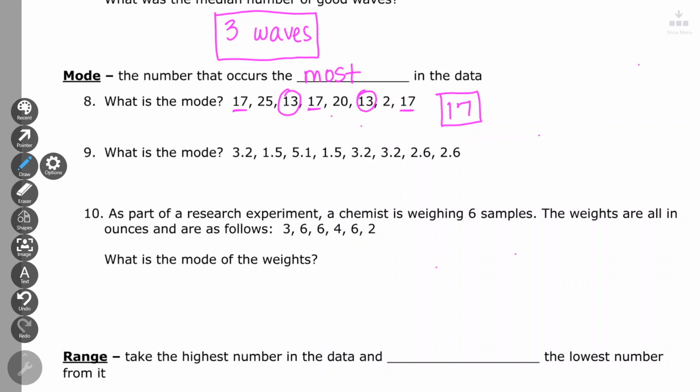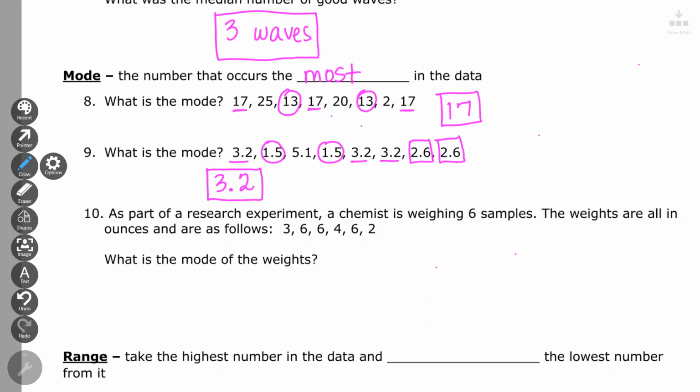What is the mode? Now, they're giving us decimals in number 9. All right, so we have to look and see. 3.2 occurs 1, 2, 3 times. 1.5 occurs 1, 2 times. 5.1 only occurs once. And 2.6 occurs once. So what occurs the most number of times? It would be 3.2 because that number occurs 3 times.